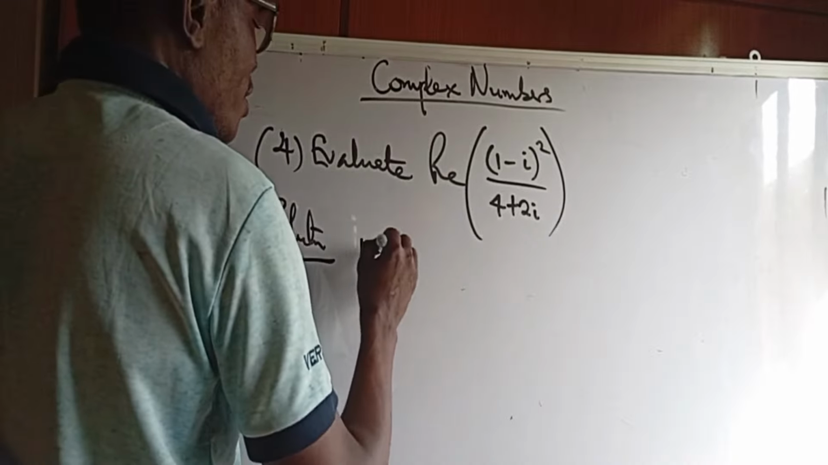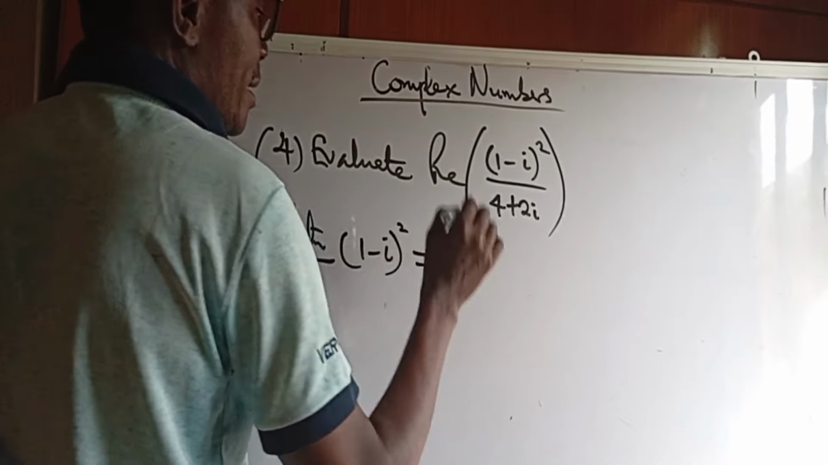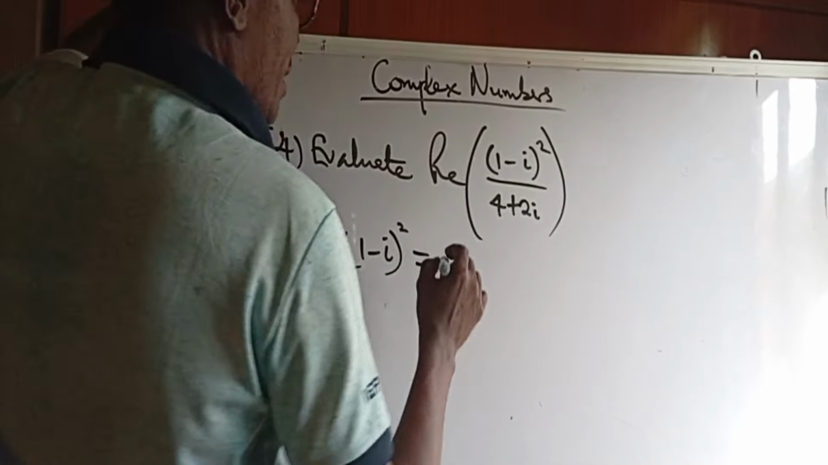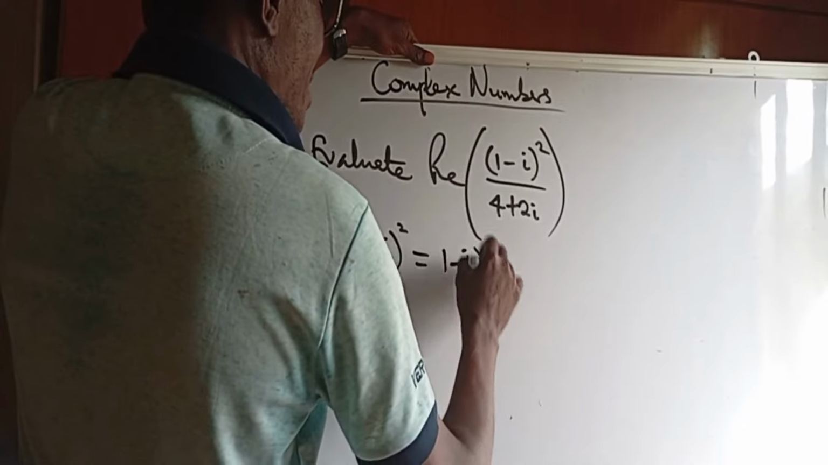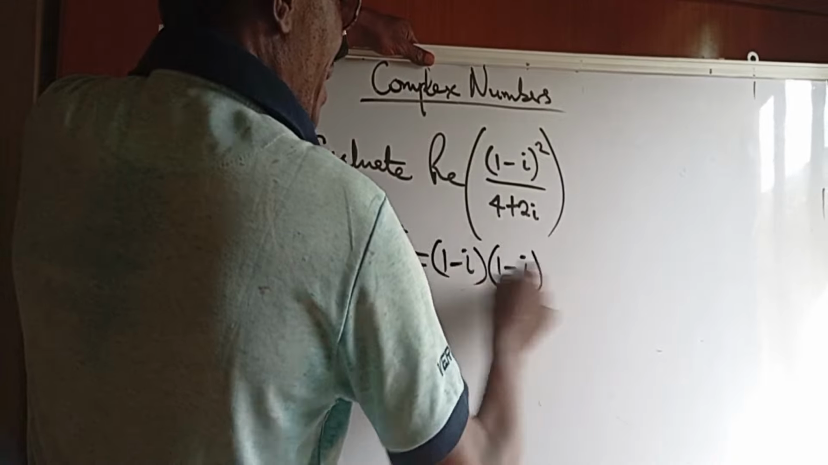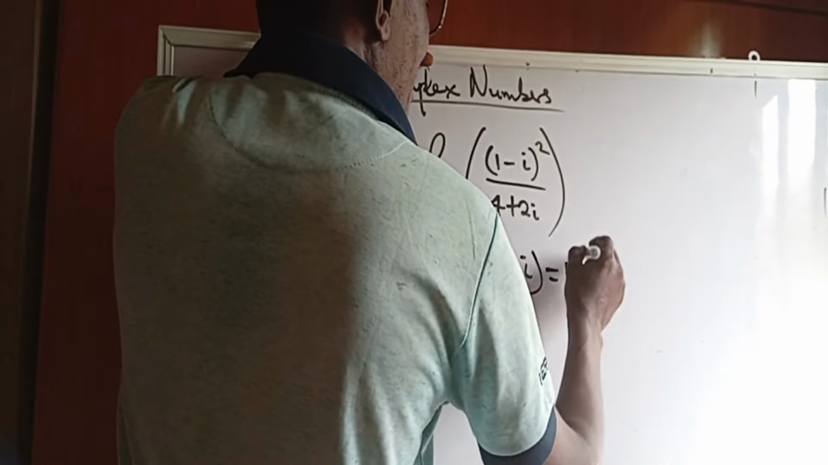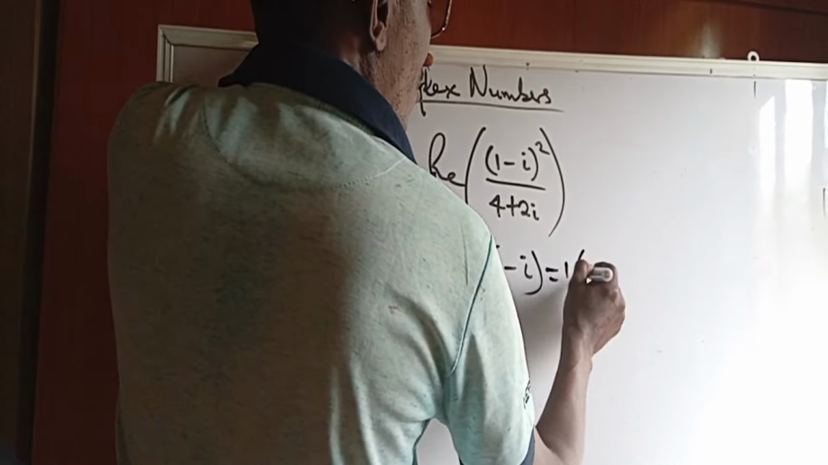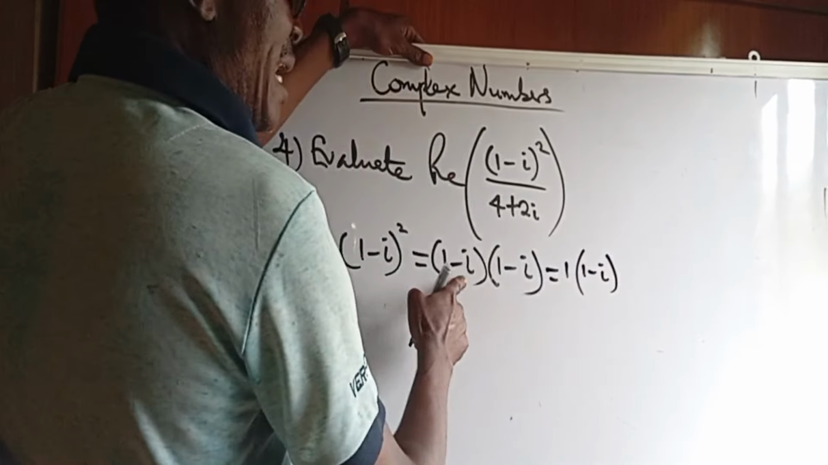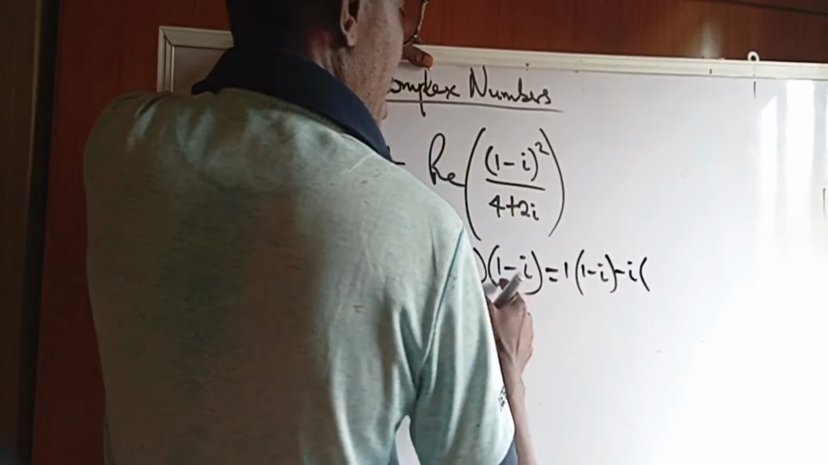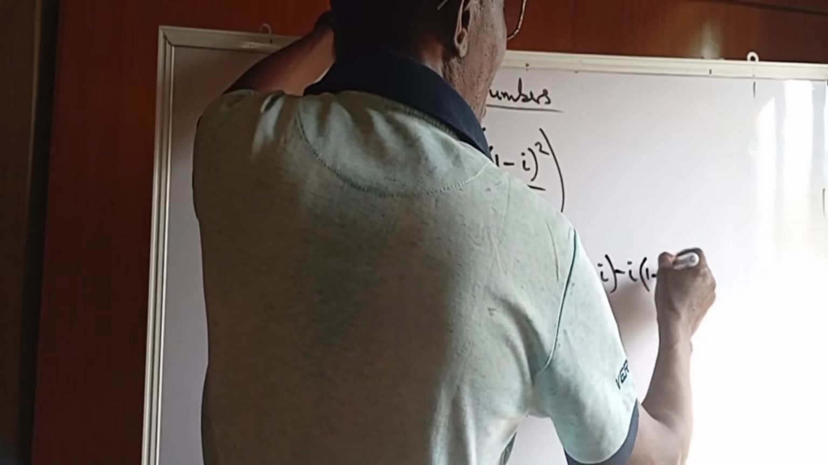1 minus I all squared. Let's attempt that. That will be 1 minus I multiplied by 1 minus I. So how do we go about that? Pick 1 multiplied by the whole of the expression here, 1 minus I. Then you have minus I left, minus I again multiplied by 1 minus I.